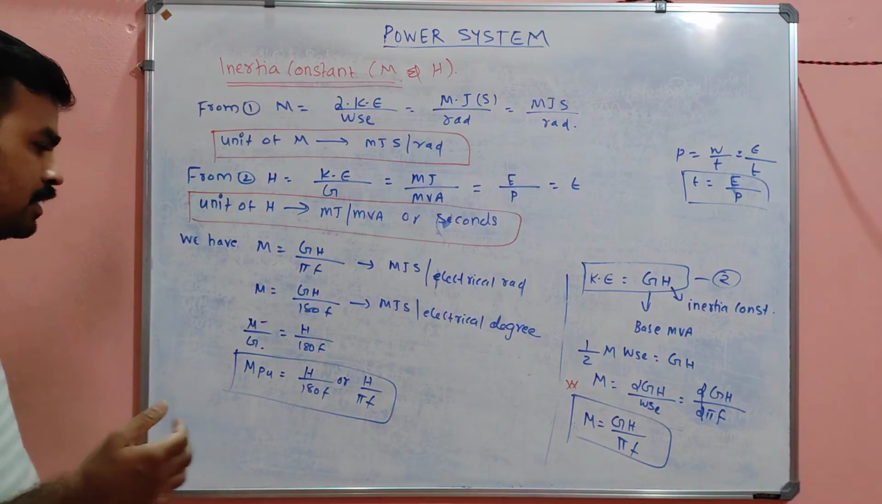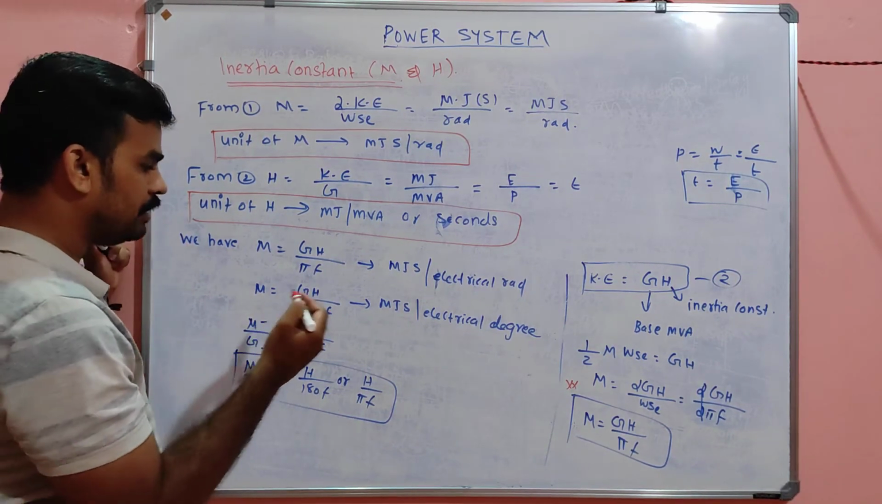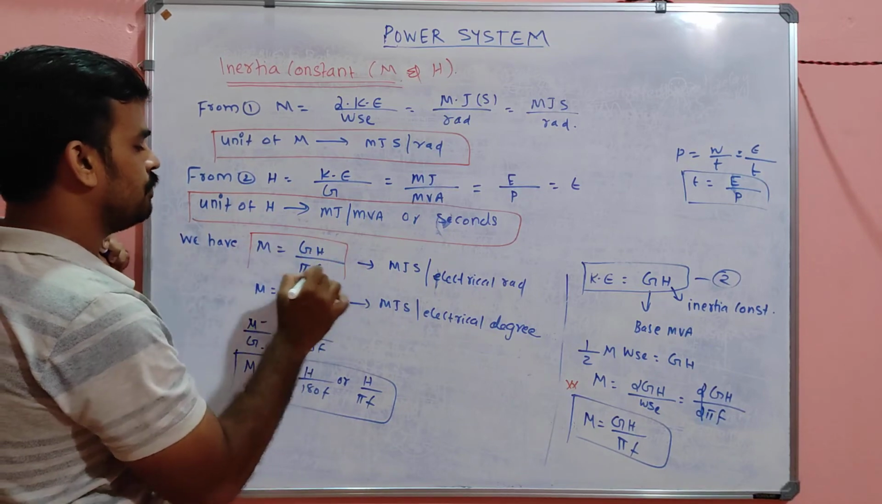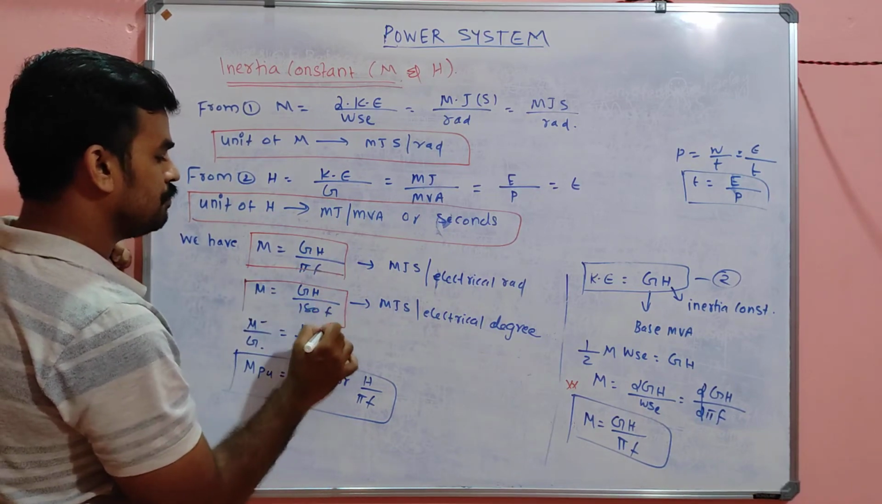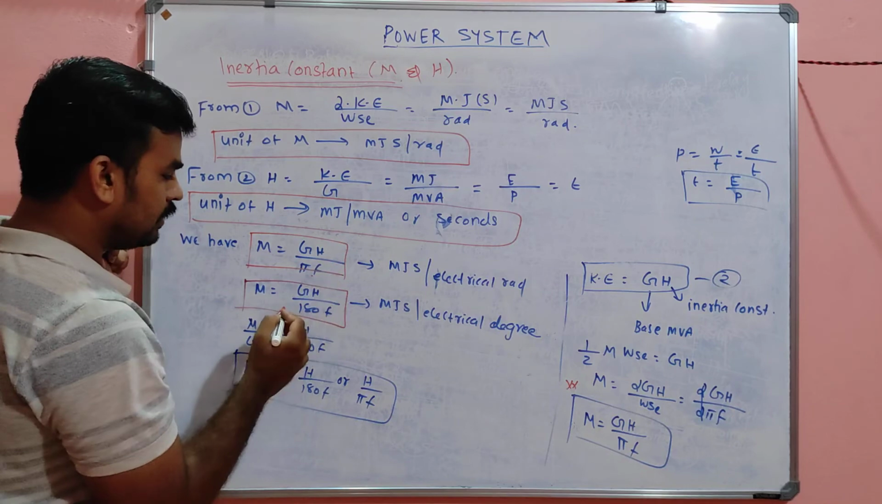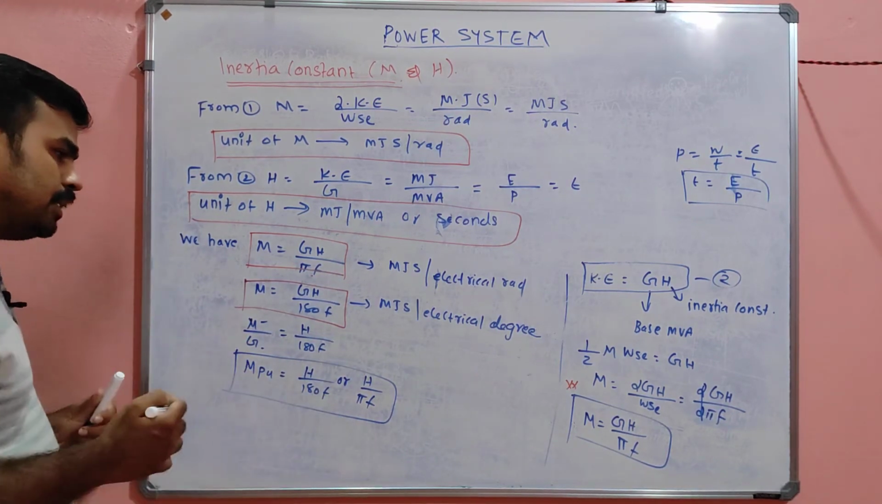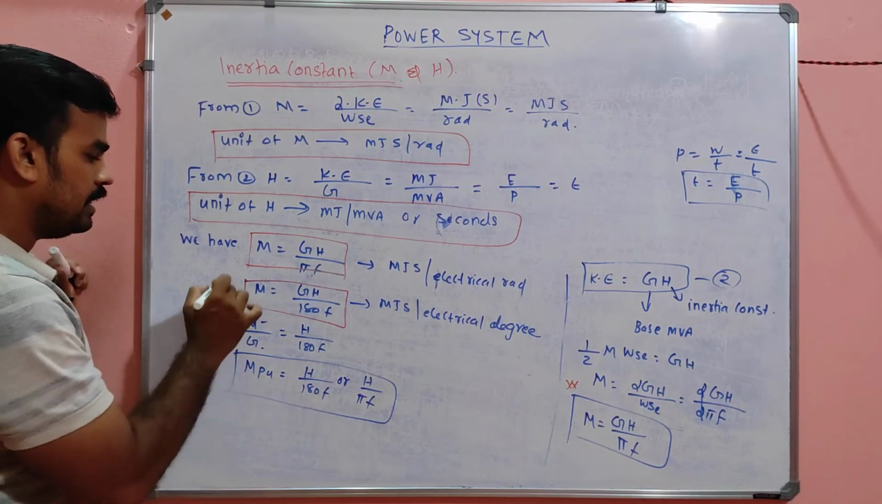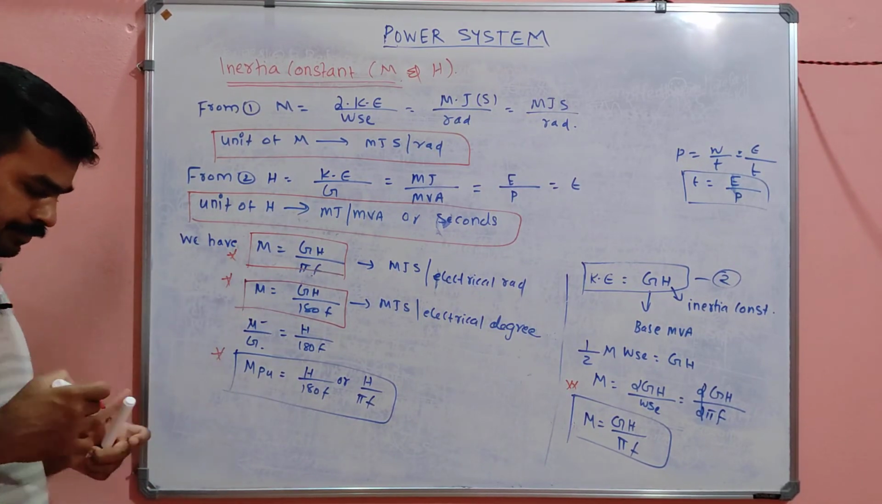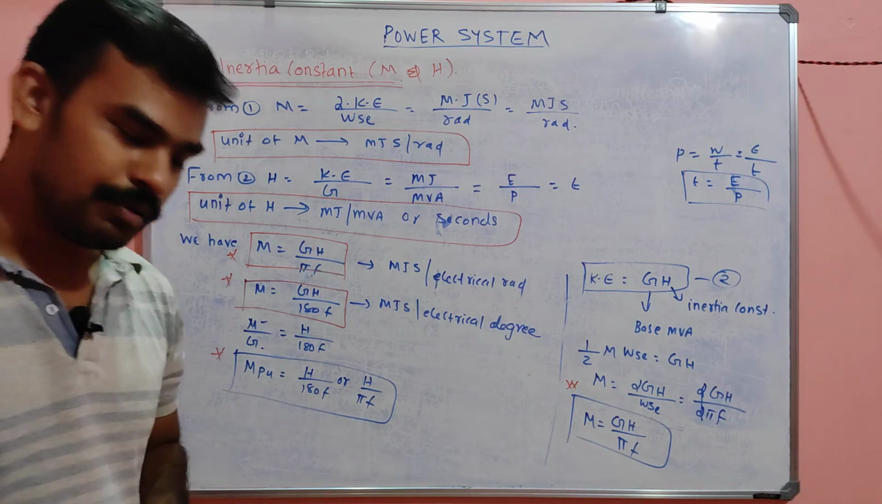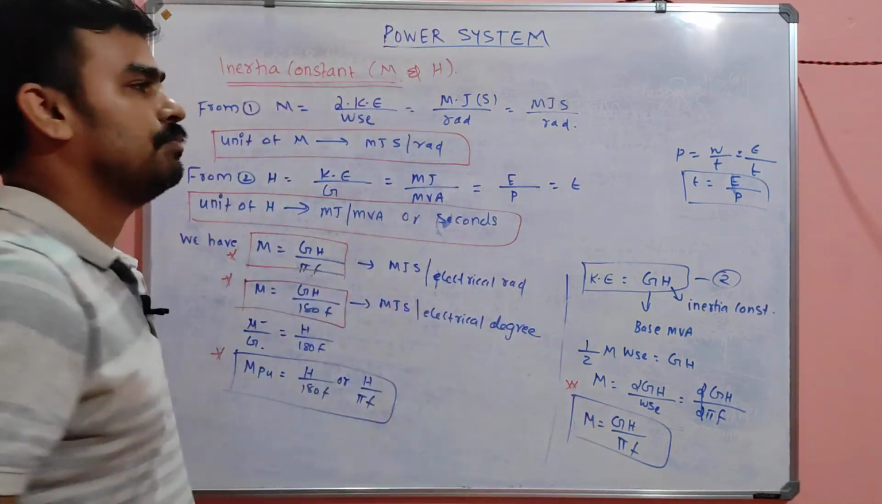So you should have knowledge of three types of moment of inertia, my dear. The first one is in electrical radian, the second is in electrical degree, and this is in per unit. You should have the knowledge of all three. These three are very important. So that's all about the concept of moment of inertia.